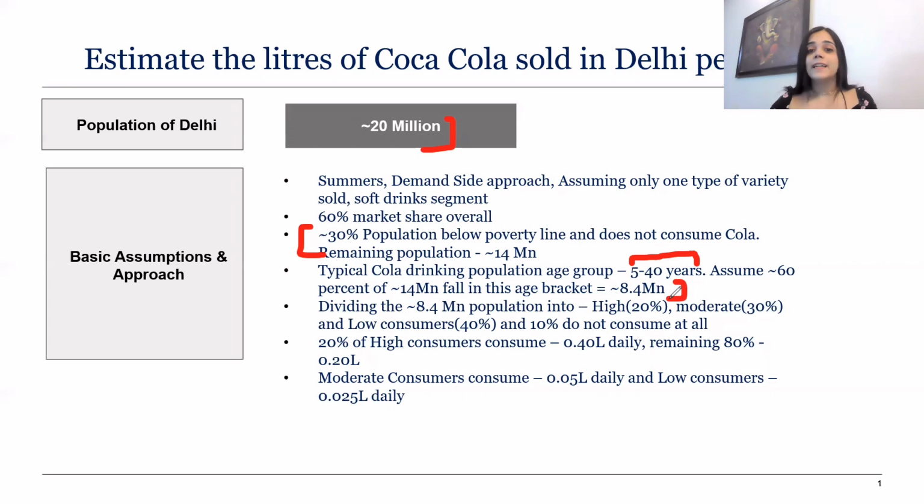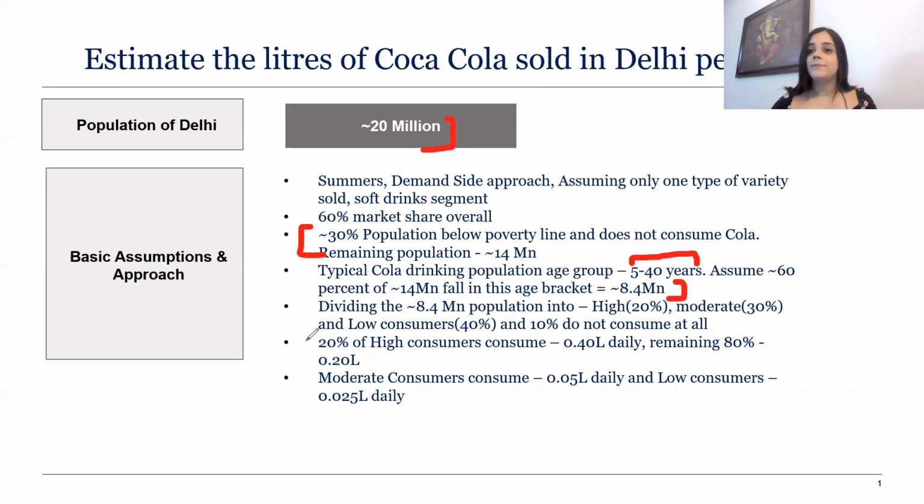And then next thing now, what we need to do is we need to divide this population into high, moderate, and low consumers, and then a certain section which does not consume cola in this age group for XYZ reasons. So dividing the 8.4 million population, I've taken the percentage to be around 20, 30, 40, and 10% for high, moderate, and low consumers, and people who do not consume cola at all.